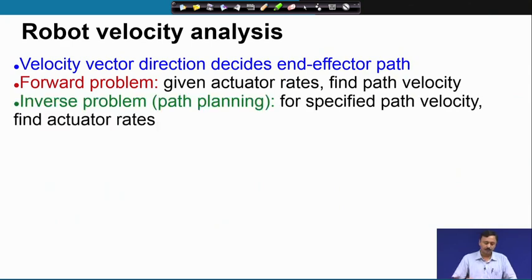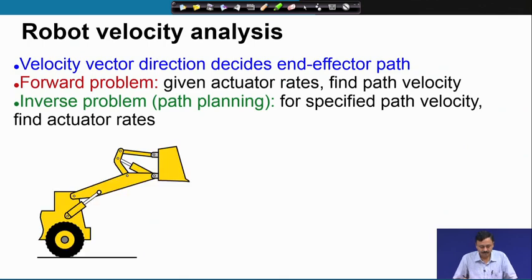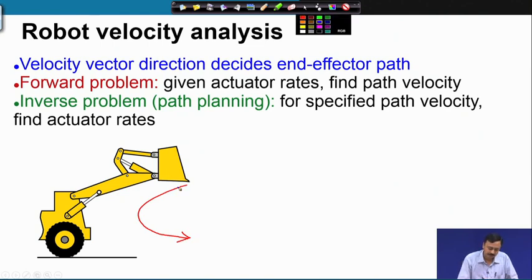The inverse problem, also called path generation or path planning, is just the reverse. That means, for a given path velocity, you have to find out the actuator rates. Now, the path velocity can be determined if the path is specified. If the path is specified, I take tangent vectors along the path, and these must be the velocities along the path.